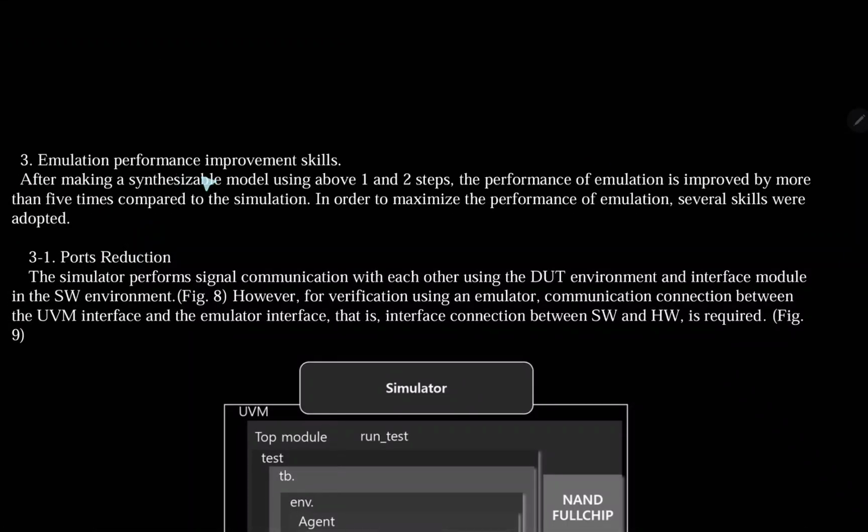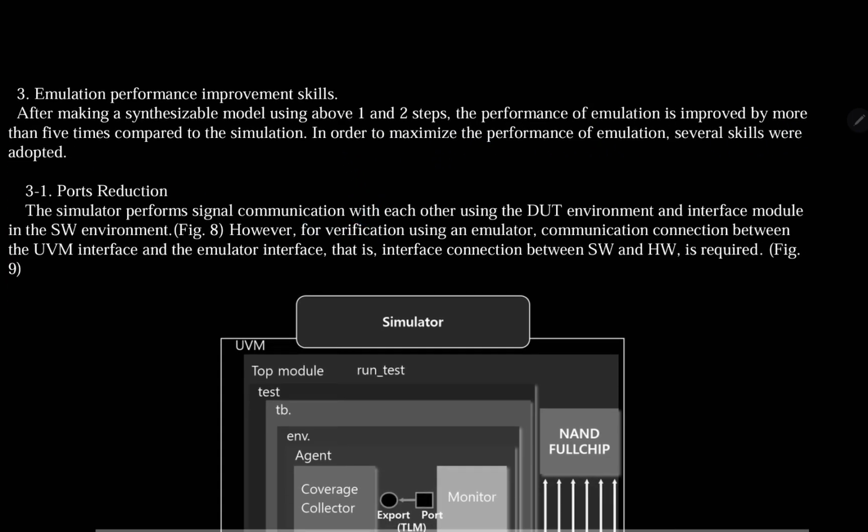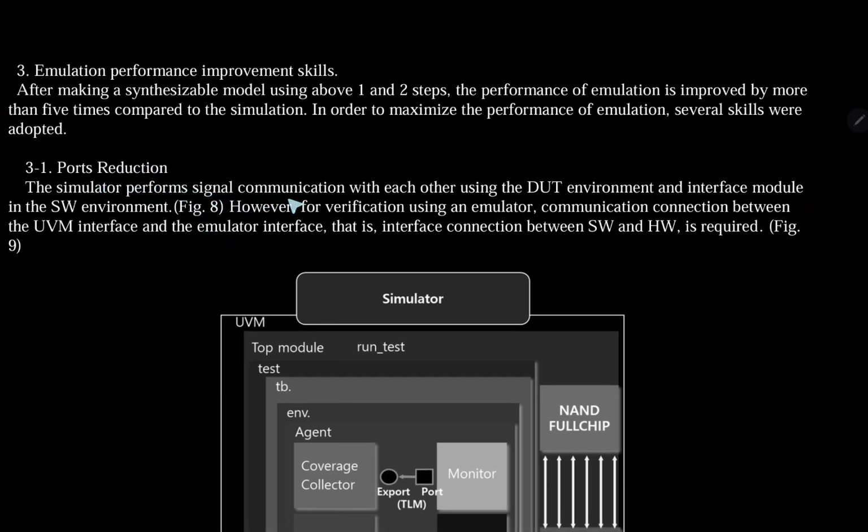3. Emulation performance improvement skills. After making a synthesizable model using steps 1 and 2 above, the performance of the emulation is improved by more than 5 times compared to the simulation. In order to maximize the performance of emulation, several skills were adopted. 3-1 is pulse reduction. The simulator performs signal communication with each other using the DUT environment interface module in the software environment. Figure 8.